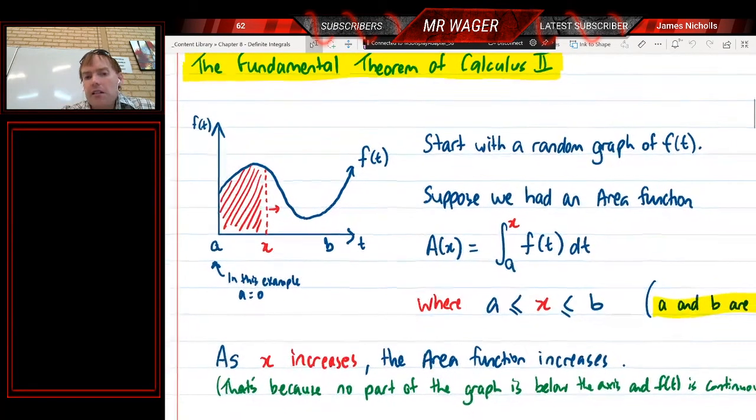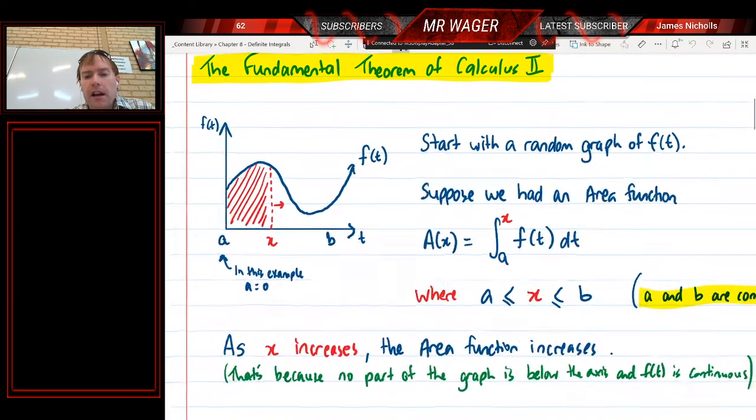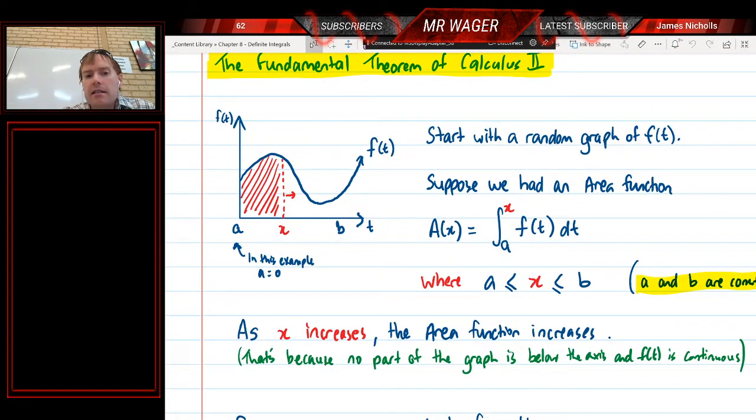The other thing that I need to note for this particular example is no part of the graph is below the x-axis. So there's no negative integral. There's nothing below the x-axis, so everything underneath the curve is going to be a positive area. Okay, and the other final thing I need to talk about is that this function is continuous. There are no breaks in the curve, no gaps. This is a continuous function from a to b.